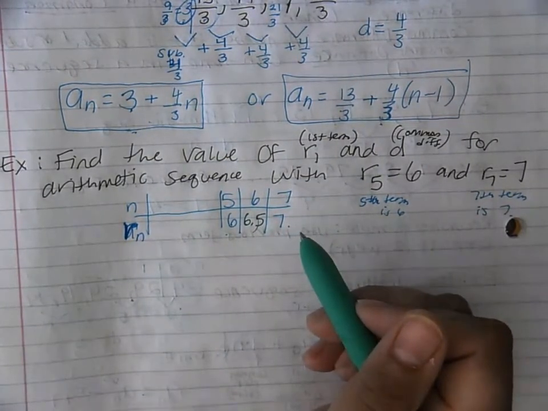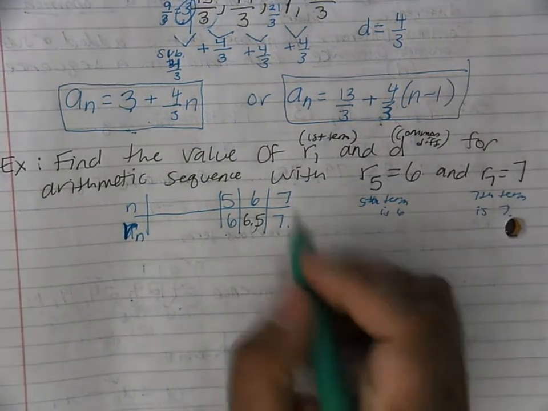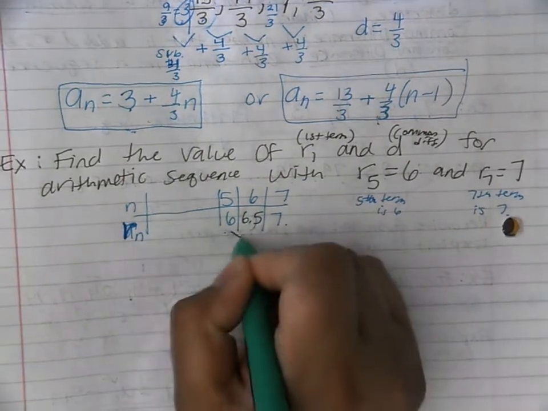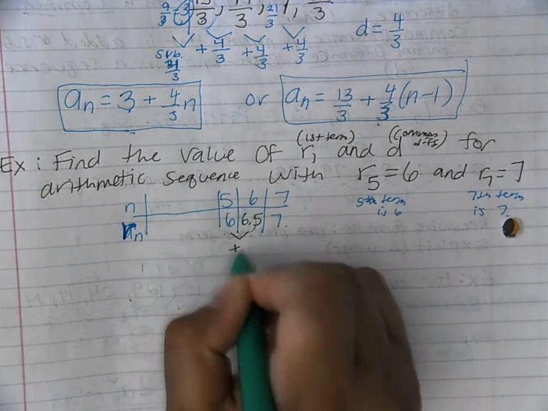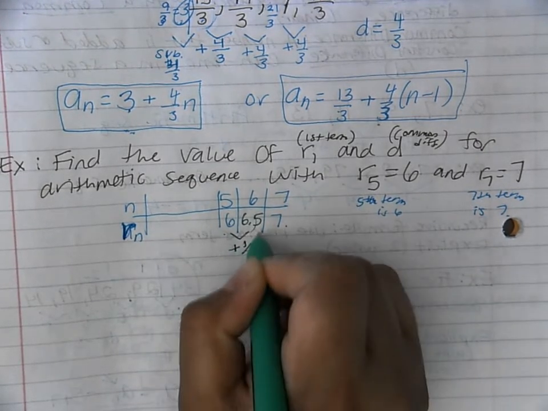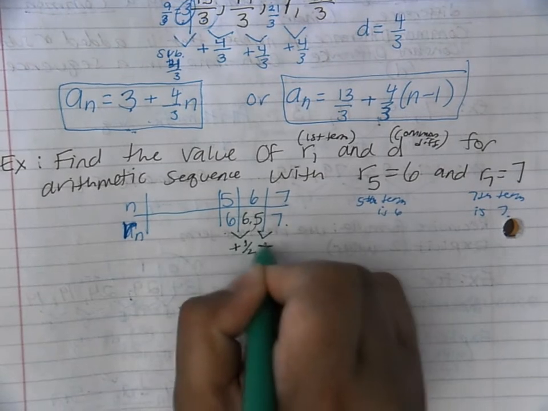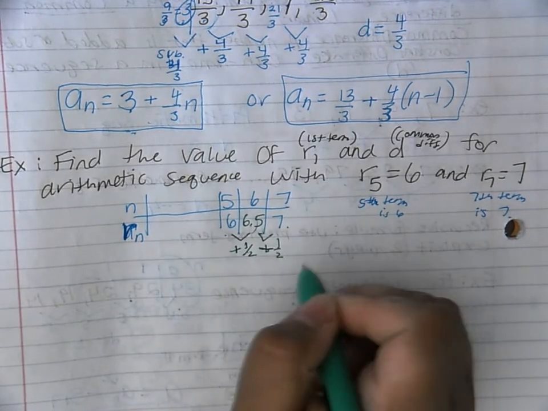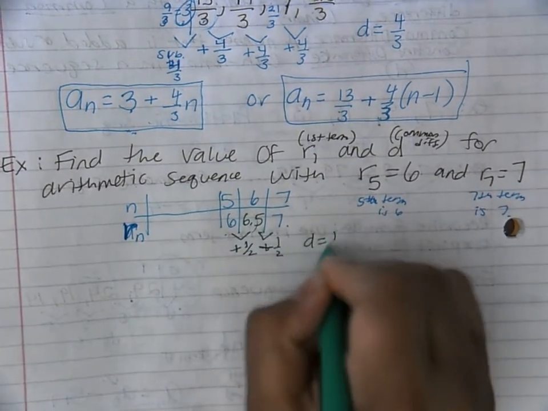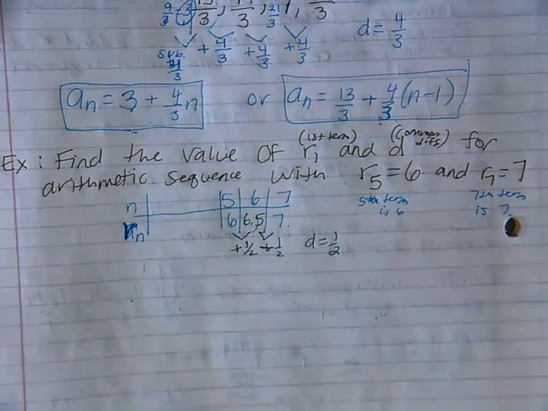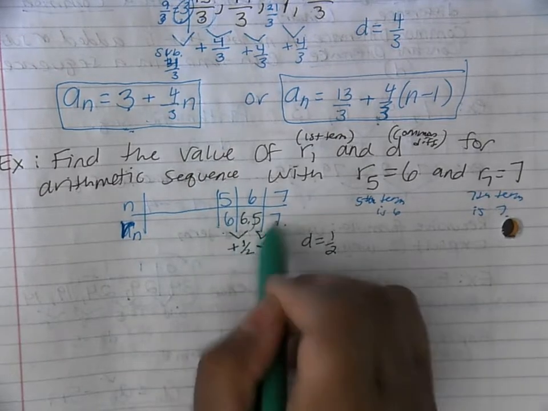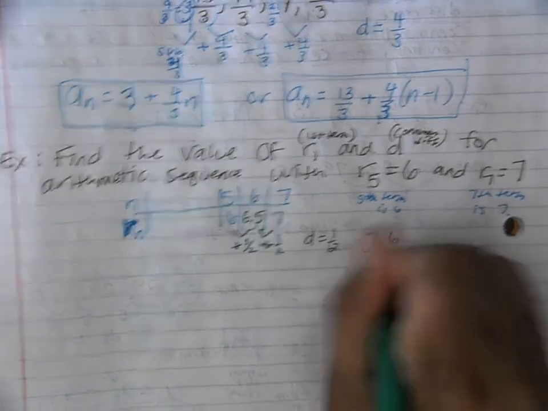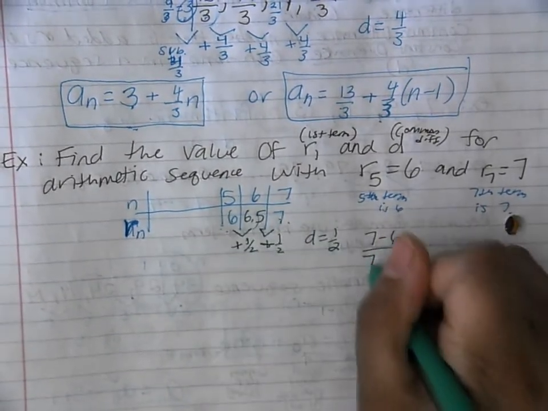If you can figure it out because of how the numbers are spaced out, you can absolutely do that. The reason we're filling it in is because it's going to help me then to find the slope, or the d value. I'm basically adding a half every single time to get to the next term. So my d is 1/2. But again, if I couldn't figure that out, I can use the slope formula, which says subtract your y values, 7 minus 6, and then divide it by the x values subtracted.